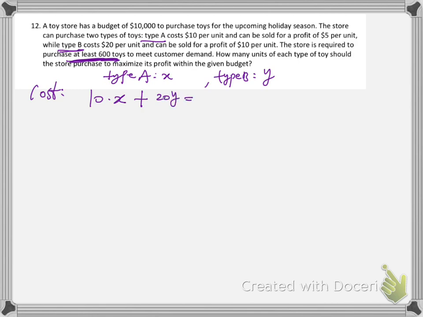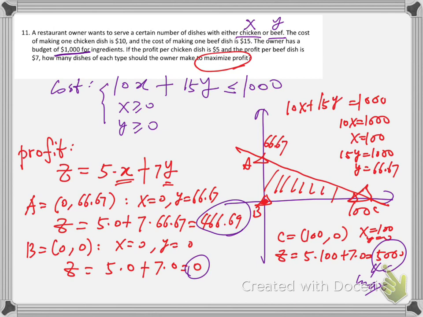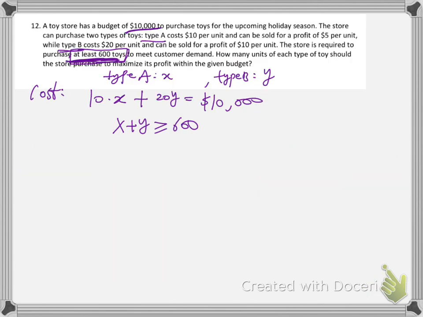And then what's our budget? The budget is $10,000, right? We have to buy these for $10,000. And another condition is we have to get at least 600 toys. So in number 11, it's just the cost and profit. We don't have a minimum or maximum number of dishes, but here we have. We need at least 600, and we still have x greater than 0, y greater than 0. These two trivial conditions.